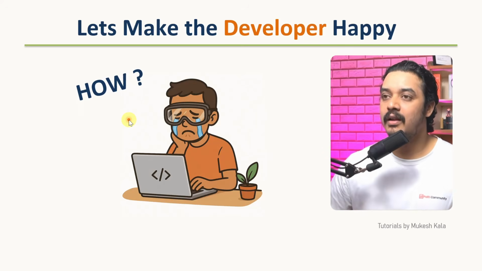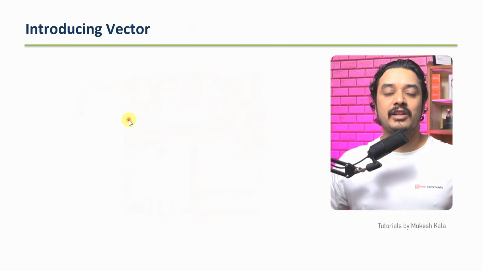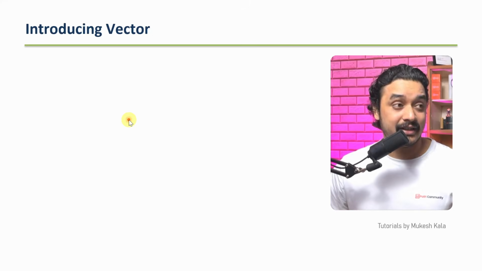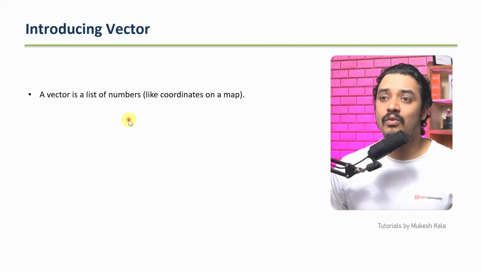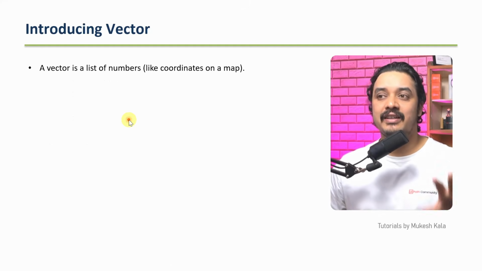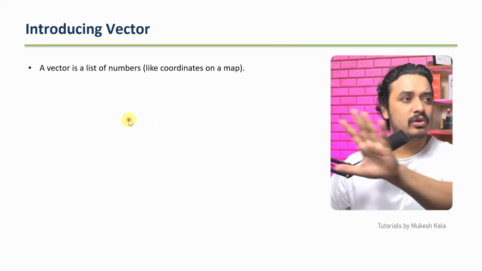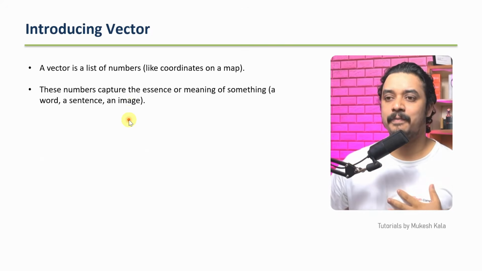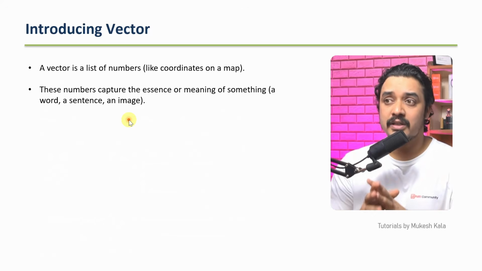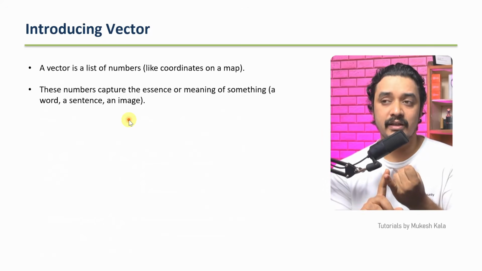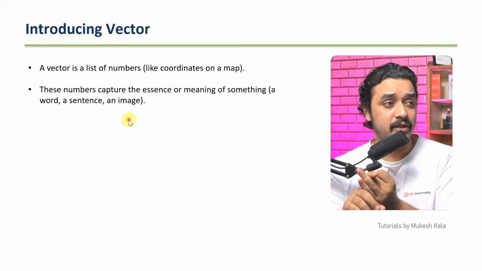Okay, cool. So let me introduce you to something called a vector. What exactly is a vector? A vector is a list of numbers, like coordinates on a map. Don't go by the definition, I'll explain it to you. These numbers capture the meaning of a word or an image.